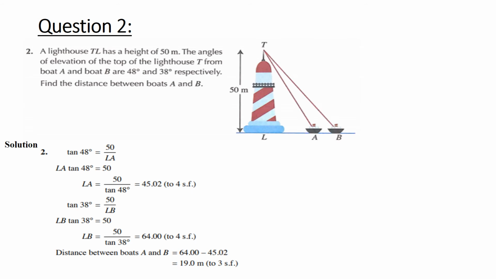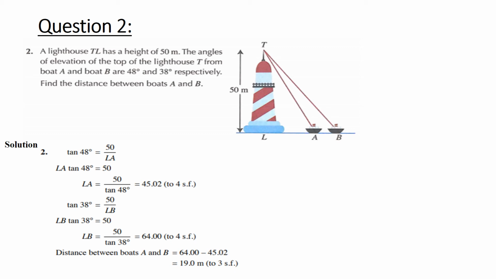Dear students, let us take another question. A lighthouse TL has a height of 50 meter. The angles of elevation of the top of the lighthouse T from both boats A and B are 48 degree and 38 degree respectively. Find the distance between boats A and B. In the diagram, TL represents the height of the lighthouse, 50 meter. Angle at A will be 48 degree. Angle at B will be 38 degree.